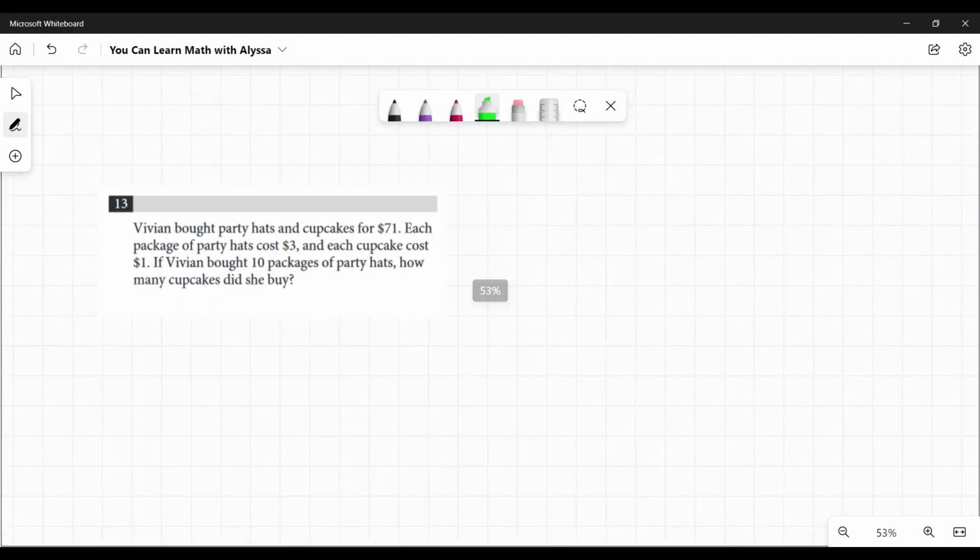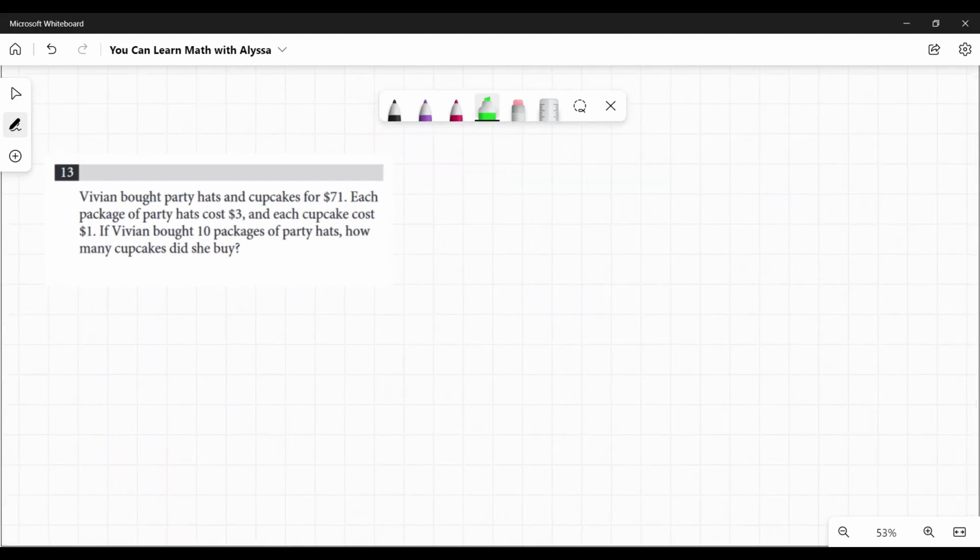13. Vivian bought party hats and cupcakes for $71. Each package of party hats cost $3. Each cupcake cost $1. I don't know where she's buying those cupcakes. That's pretty cheap where I'm at. If Vivian bought 10 packages of party hats, how many cupcakes did she buy?